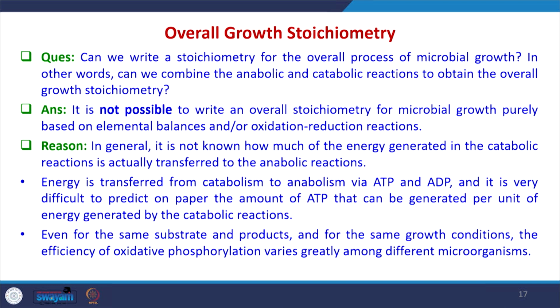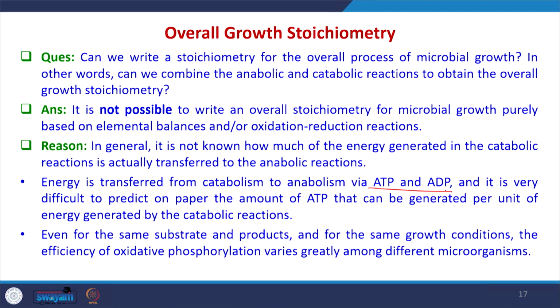Why is this so? In general, it is not known how much energy is generated in the catabolic reactions and how much is actually transferred to anabolic reactions. This is one of the basic reasons why it is not easily possible to combine both. Second, the energy is transferred from catabolism to anabolism via ATP and ADP, and it is very difficult to predict on paper the amount of ATP that can be generated per unit of energy generated by the catabolic reaction.